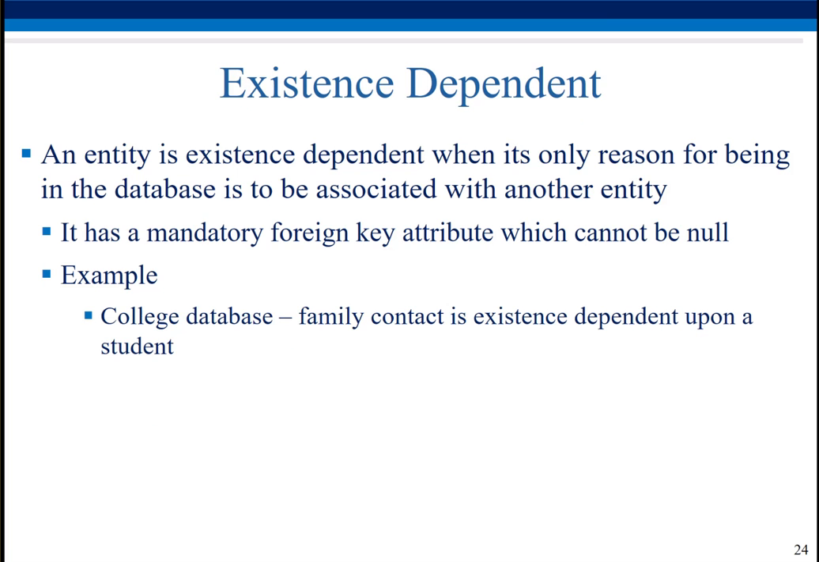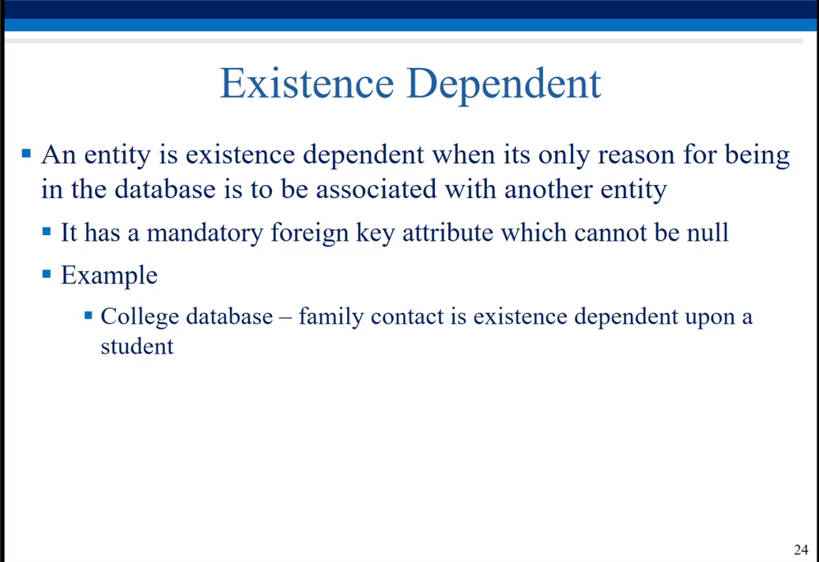The other is weak. An entity is existence dependent when its only reason for being in the database is to be associated with another entity. It obviously has to have a mandatory foreign key, otherwise it cannot be associated with it. And the foreign key cannot be null.